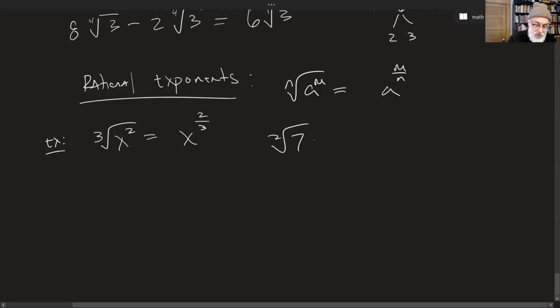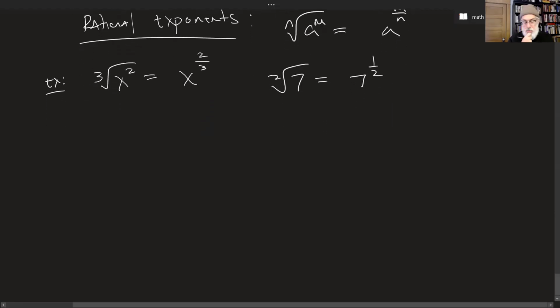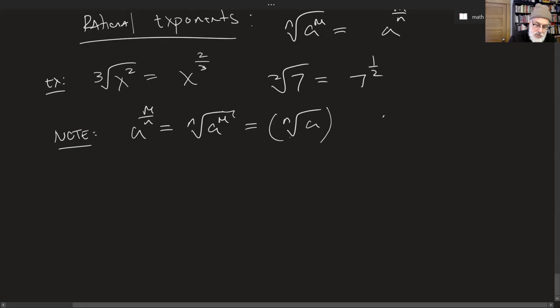The square root of 7, we can also write as 7 to the 1/2. So this works both directions. I can always write a rational exponent as a root. So let's make a note real quick of a key fact here, and we'll explain why it's true. Now above, I said that this is the same as the nth root of a to the m. It also happens to be the same thing as the nth root of a quantity to the m.